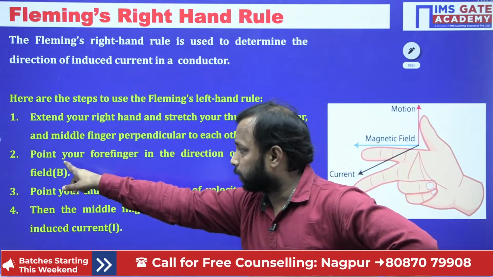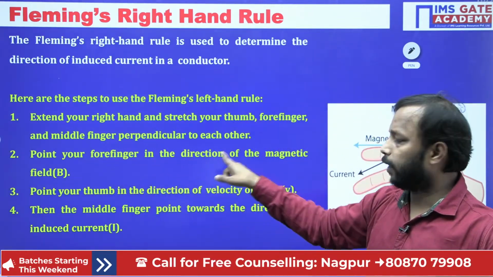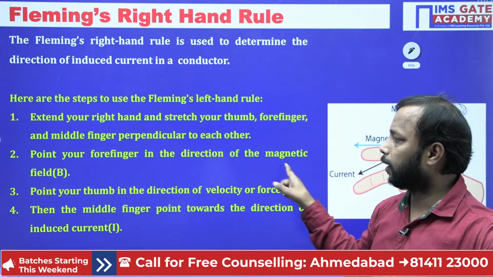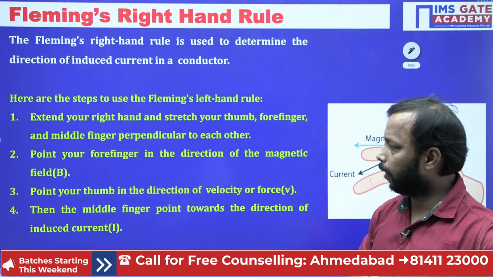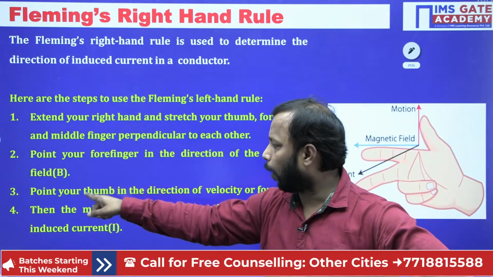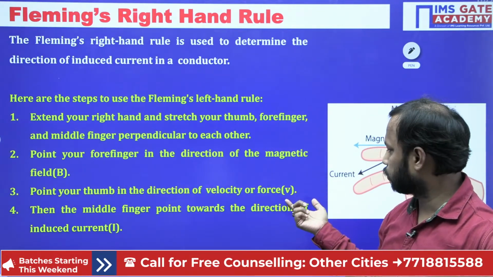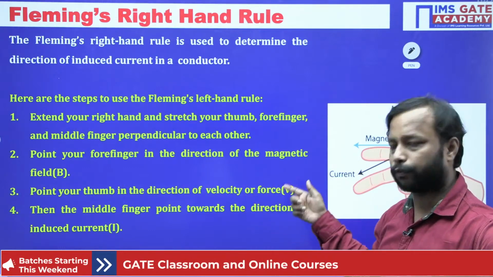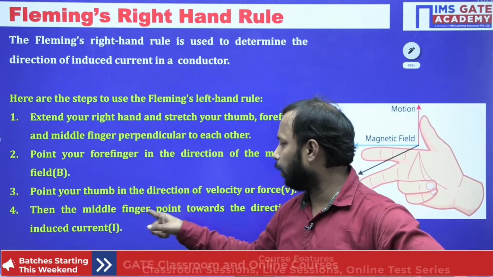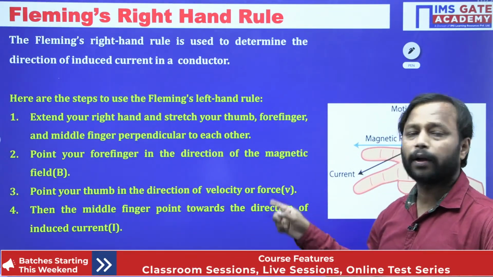Now, in the second step, point your forefinger in the direction of the magnetic field. Done. And third, point your thumb in the direction of velocity or force. All right, velocity or force. Then the middle finger points towards the direction of induced current.